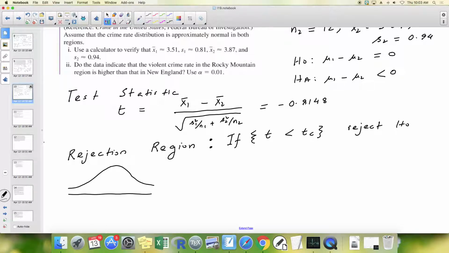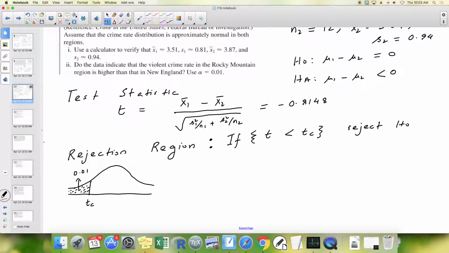So it's a left-tailed test. So my rejection region will be a left tail. So here shall lie TC. And how fat should the left tail be? It should be alpha fat. So this is 0.01 amount fat.